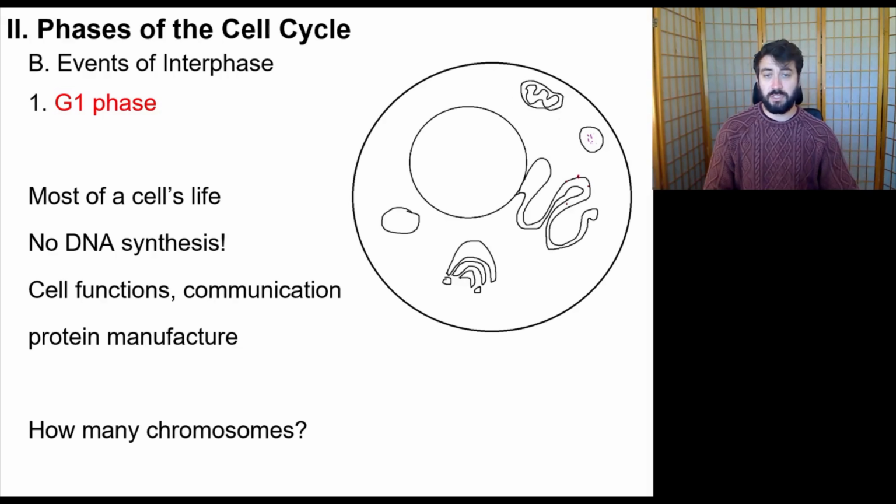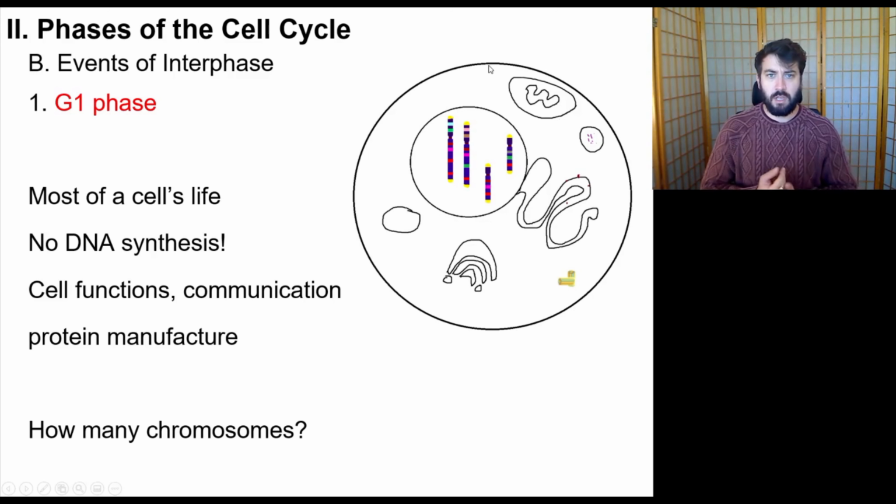Okay, let's hash out some details here, starting with G1. It consists of most of a cell's life and does not involve DNA synthesis, right? Instead, it consists of the usual cell functions like communication and protein manufacturing, pretty much anything involved with metabolism, right? Now, let's come up with an example here. How many chromosomes are we going to start out with? Let's make it simple. Let's start out with just 4 chromosomes.